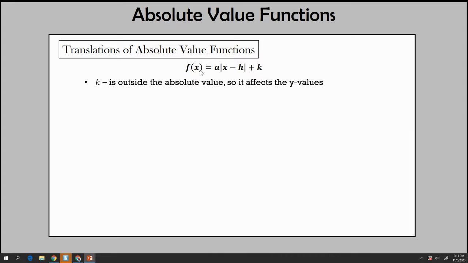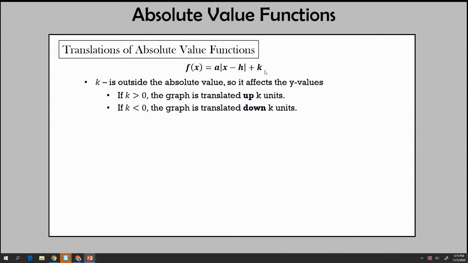So let's talk about the K first, the number out here. This is the number added outside of the absolute value, so it's going to affect the Y values. If K is greater than 0, then the graph is translated up K units. What that means is we move it up the Y axis K units. If it's less than 0, we're going to move it down the Y axis K units. So if this was +2, I would go from 0, 0, the origin, up the Y axis 2, and that's where my graph would start. Or if it was -2, I'd go down 2 from 0, 0, and that's where my graph would be.